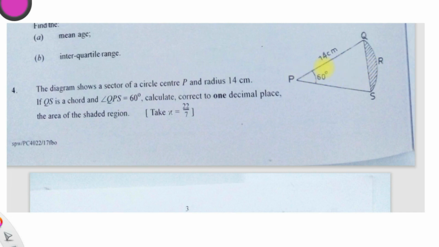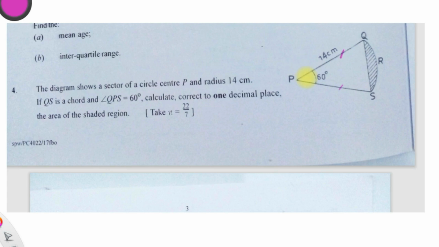Okay, so how are we going to find this? We are told that this is the radius. The radius is 14 centimeters. Since this is the radius, this side is also the radius. So this line is equal to this line. So triangle PQS is what? Triangle PQS is isosceles.